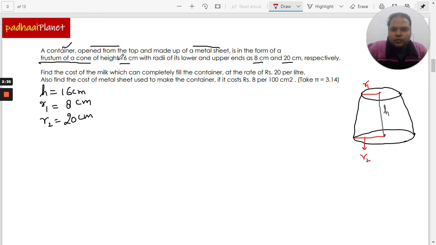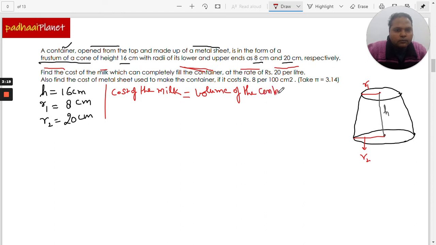Now what we need to do is find the cost of the milk which can completely fill the container, at the rate of rupees 20 per liter. So we need to find the total milk available, which is the volume of the container. Let's write the relationship: the cost of the milk that can fill the container is equal to the volume of the container multiplied by the rate of the milk.